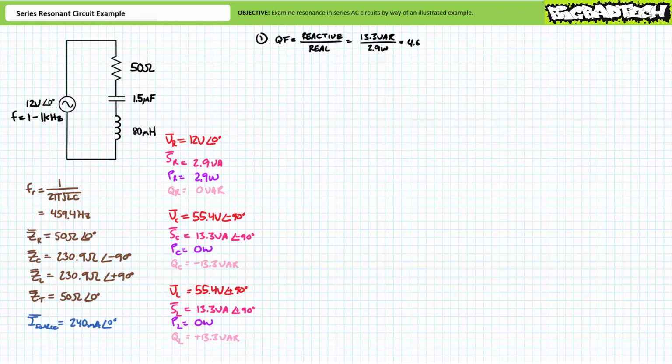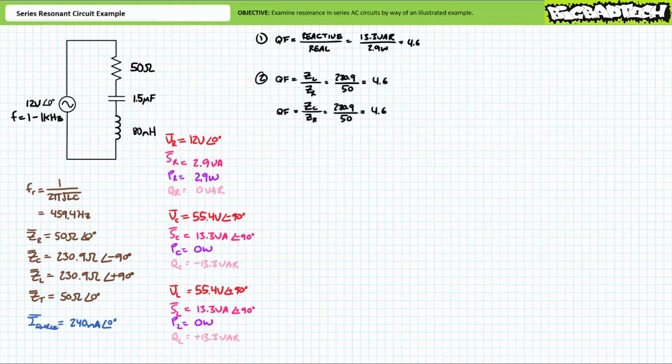In its purest form, quality factor is calculated as the ratio of reactive power placed in storage over the real power. Given the capacitor and inductor both experience 13.3 VARs of reactive power, and the resistor experiences 2.9 watts of real power, the quality factor of the circuit will be 4.6. This is a reliable method of calculating quality factor. However, it necessitated the time-consuming task of first calculating real and reactive power.